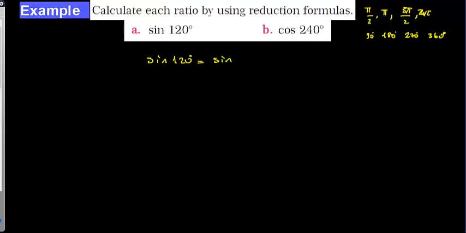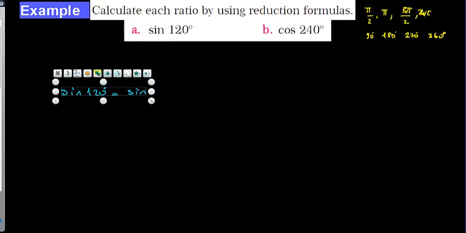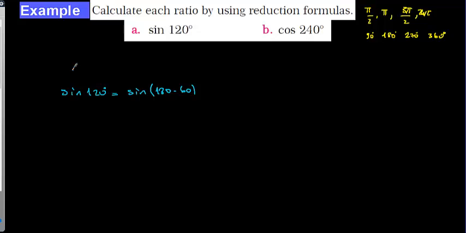Now I'm going to relate sine 120 with 180. By using 180, how can I write 120? 180 minus 60 gives us 120. So sine 120 is going to be sine 60. This is in the second quadrant. In the second quadrant, sine is positive, so the sign is going to be positive. And sine 60, we know that it's equal to root 3 over 2.